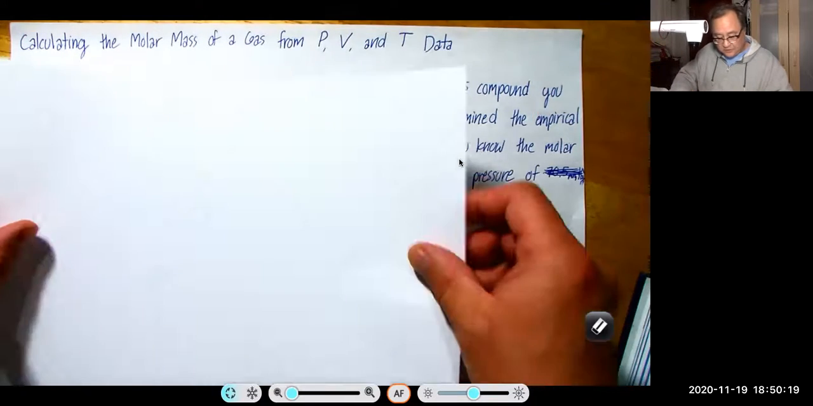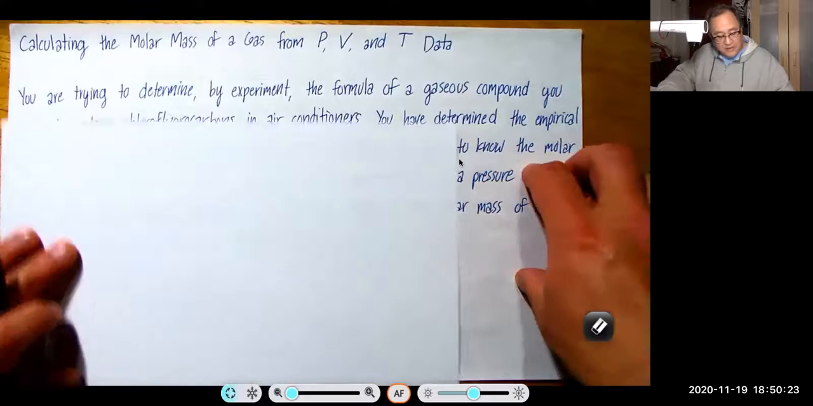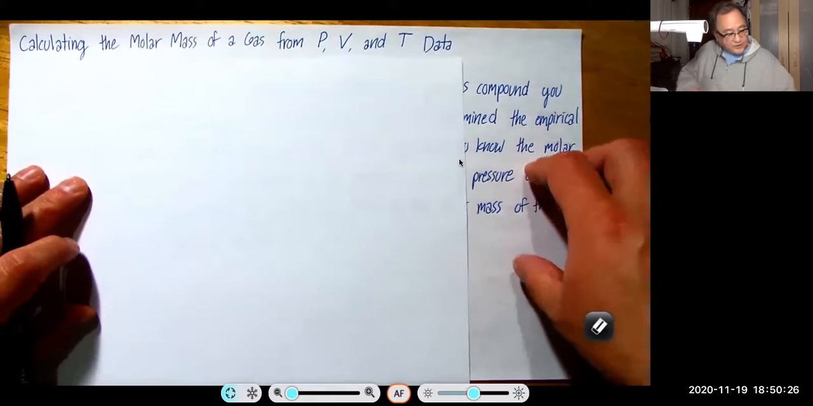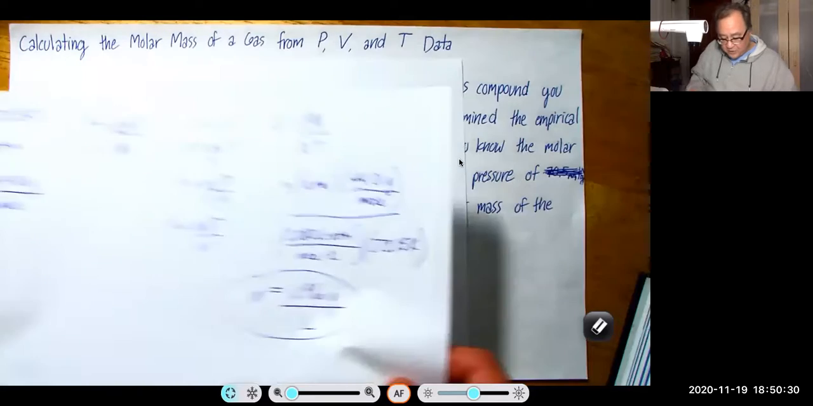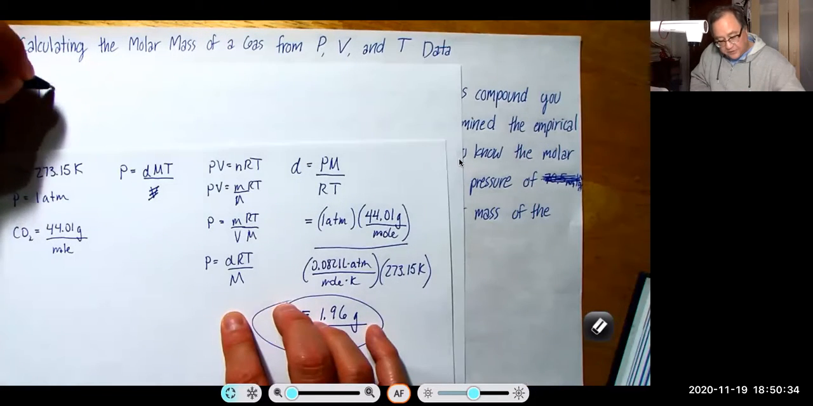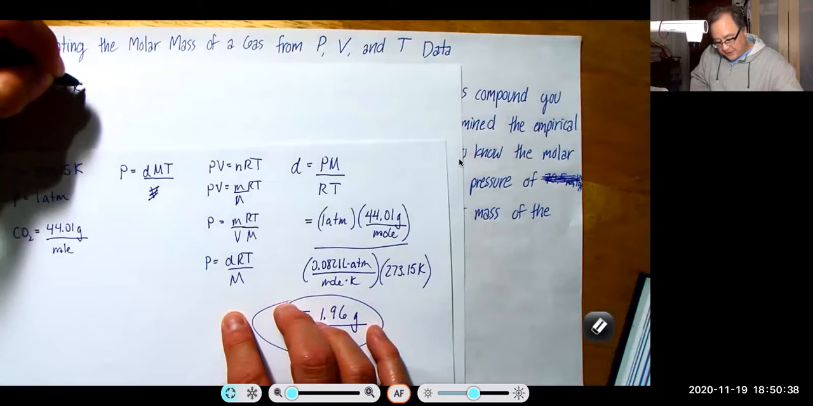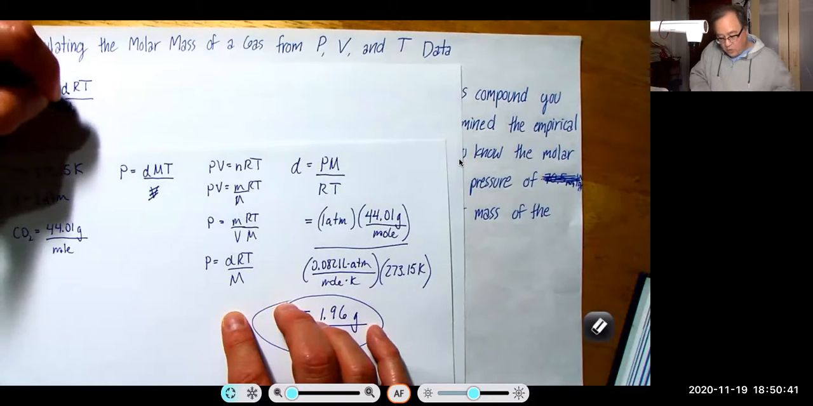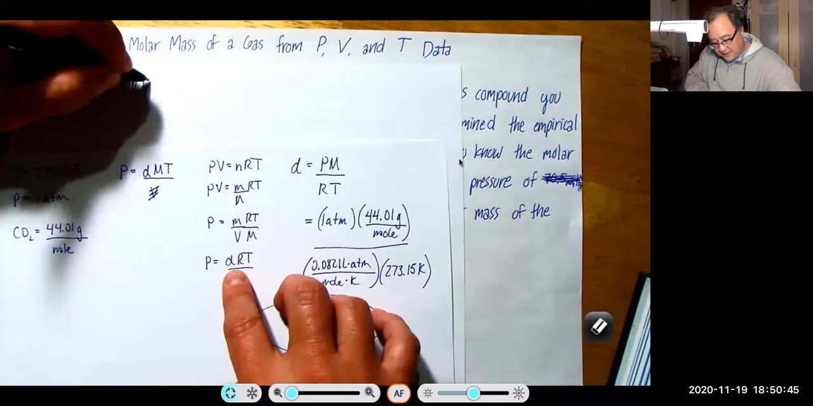Okay, so first thing we want to do here is we want to get a formula that will allow us to calculate the molar mass. So we just did this problem a moment ago. And we have this equation here where the pressure is equal to the density times R times T over M. Or we could say M equals mRT over PV.